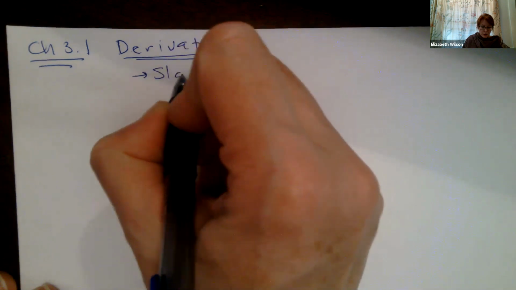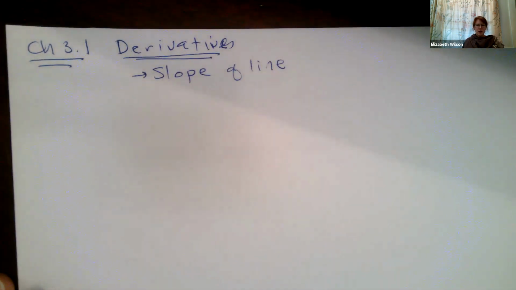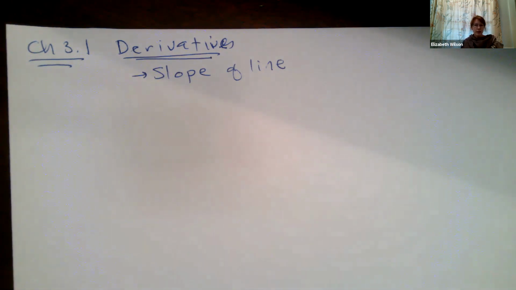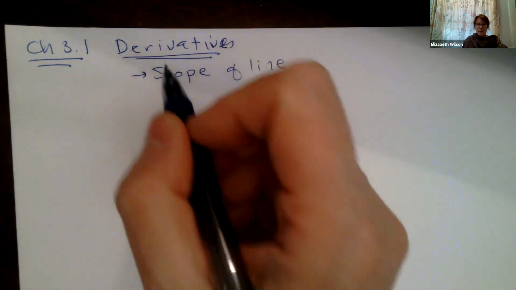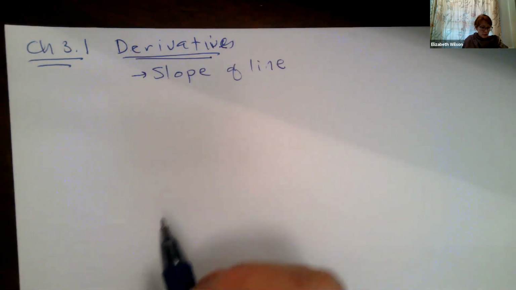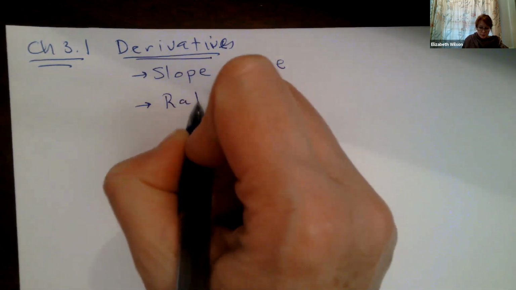We're going to talk about the slope of a line. We always think of y equals mx plus b, where m is my slope, right? But what if I've got y equals x squared? What's the slope of that line? We need a tool for telling the slope of a line that's not a straight line. How am I going to do that? So we're going to talk about slopes of lines, which form the basis for our idea about derivatives. Basically, rates of change.